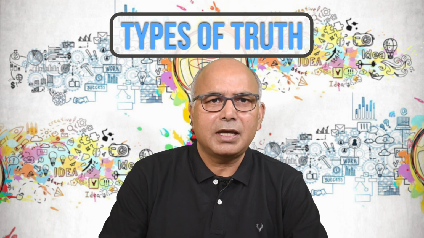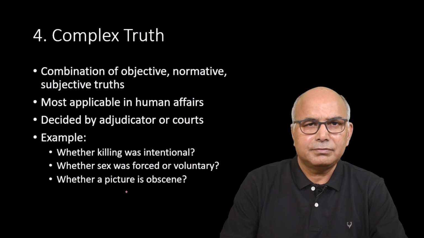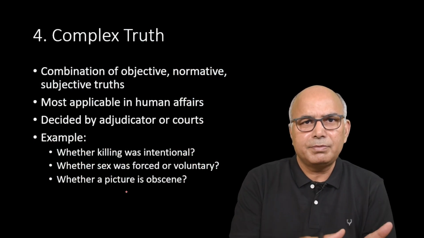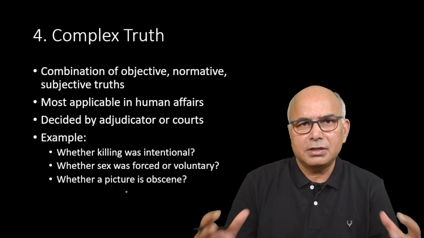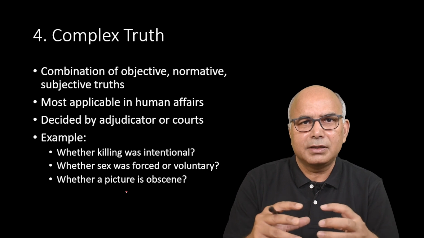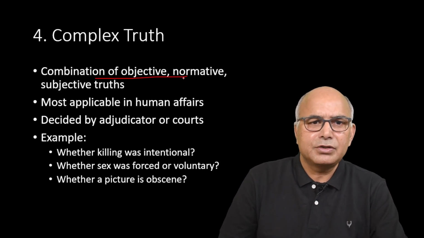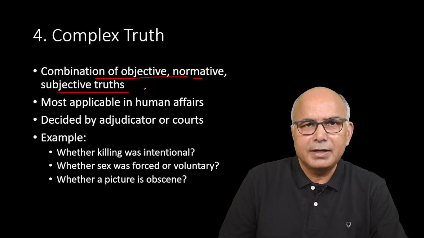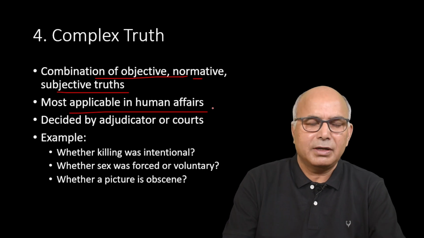Then the fourth type of truth is complex truth. In the real world, we don't have purely objective, purely subjective, or purely normative truth, but sometimes all the truths come together, and that can be called a complex truth. So complex truth is a combination of objective, normative, and subjective truths. And it is most applicable in human affairs.